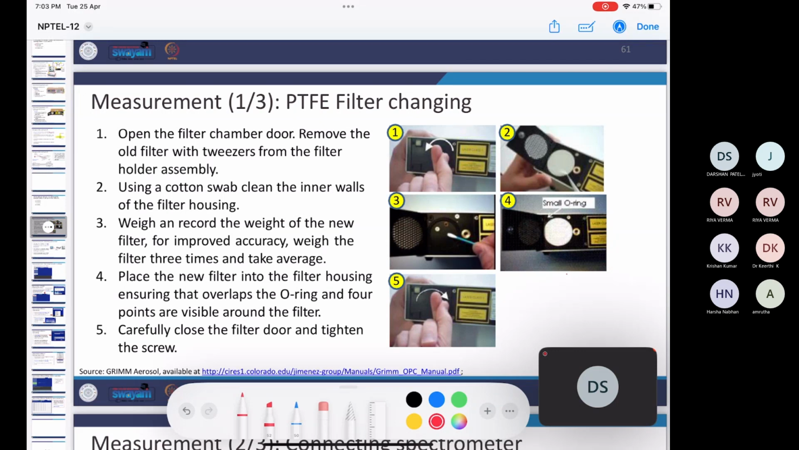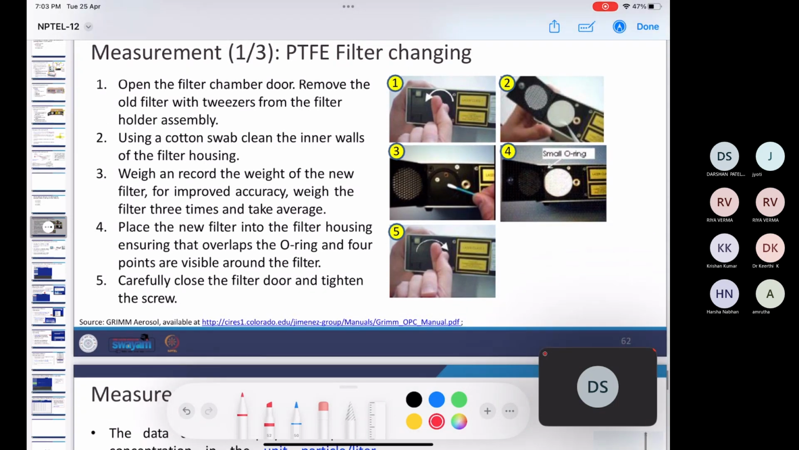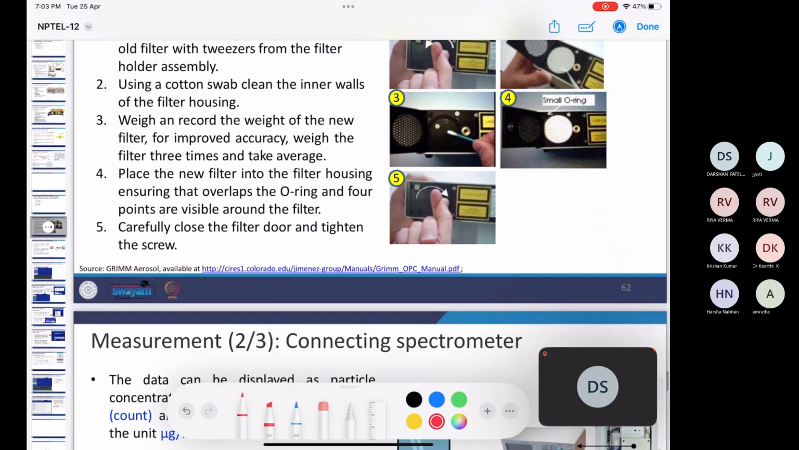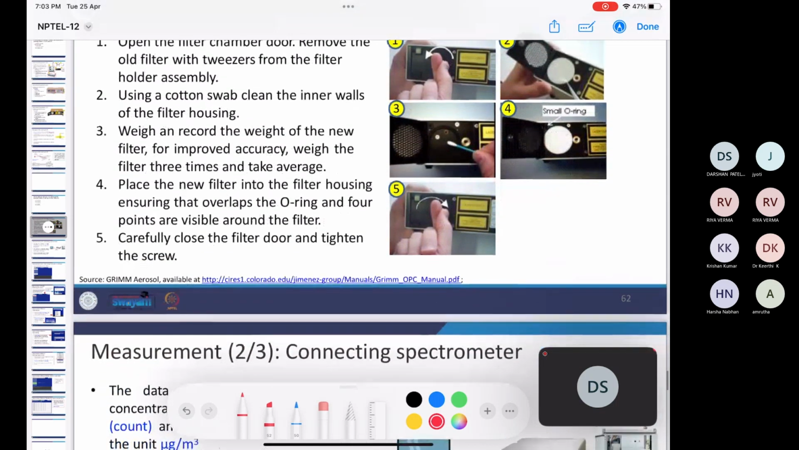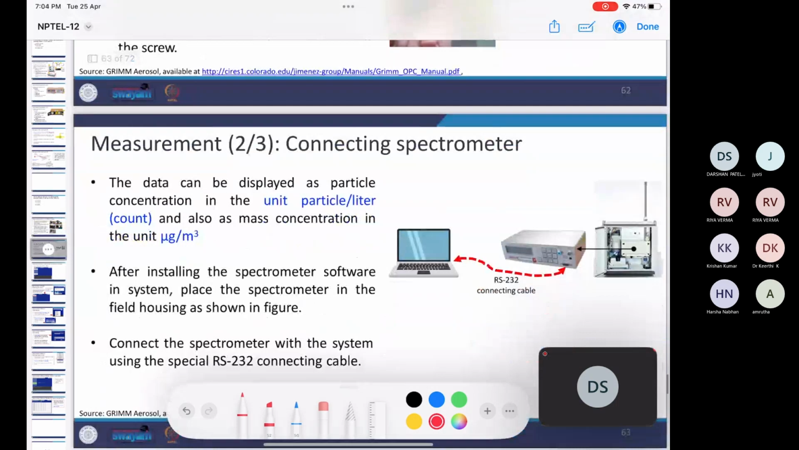filter, and then carefully close the filter door and tighten the screw. There's a screw in the back side of this door. And this is how a filter paper is changed. Then how do we connect this to a spectrometer?